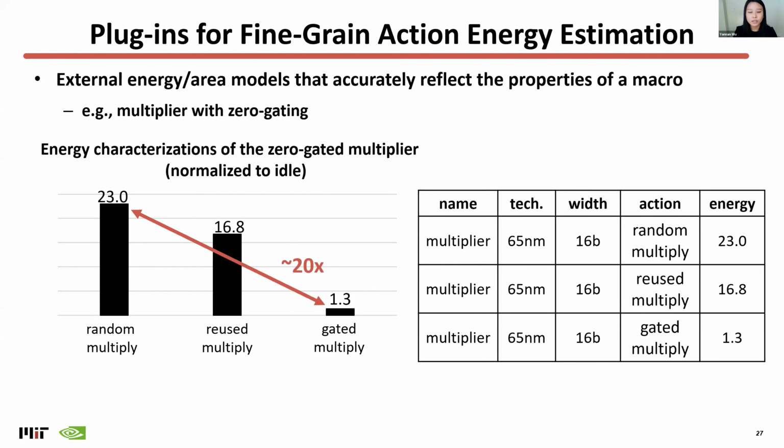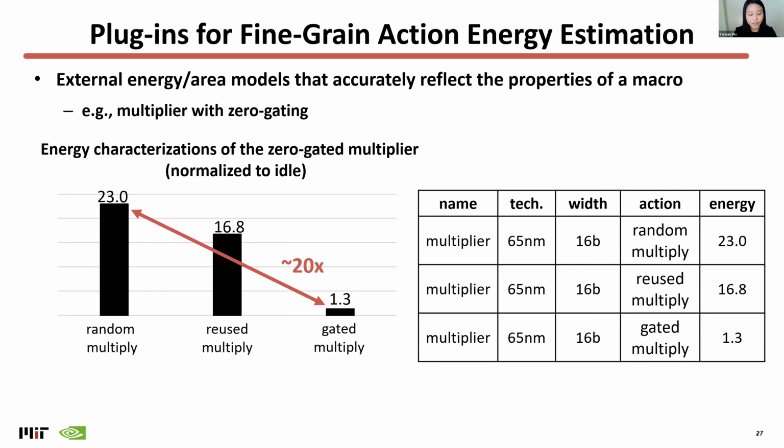For example, now we have a fine-grained action classification of a component inside our plugin. We are using a component which is a multiplier with a zero gating optimization. The zero gating optimization refers to the fact that the multiplier will gate its computation when it sees a zero in its operand. On the left, we're showing some energy characterizations of this zero-gated multiplier. We're showing 3 different types of fine-grained actions. Instead of only saying this multiplier can do a multiplication, we further classify this multiplication action into 3 different fine-grained actions. They are the random multiply, the reuse multiply, and the gated multiply actions.